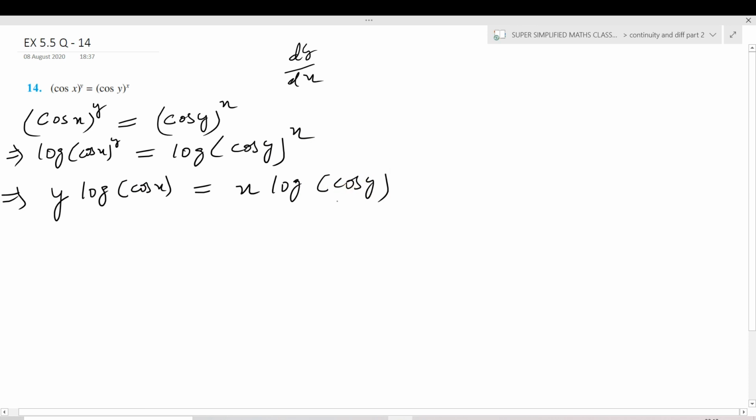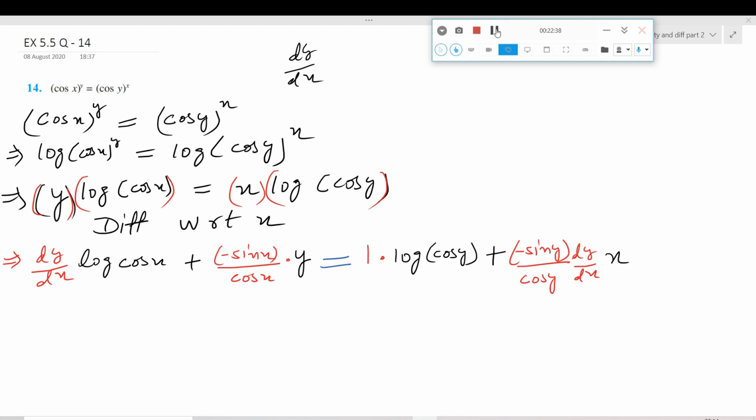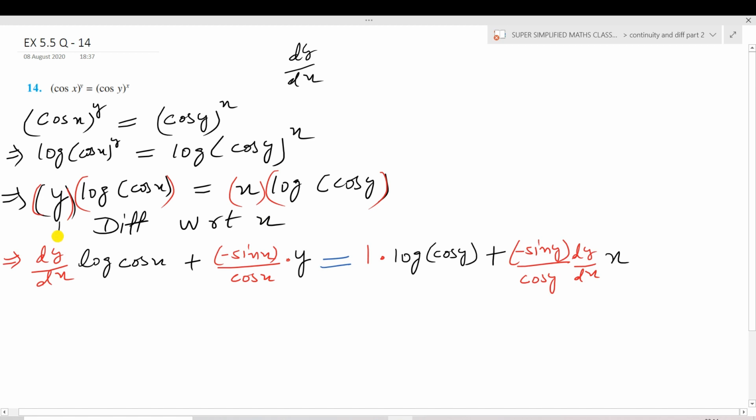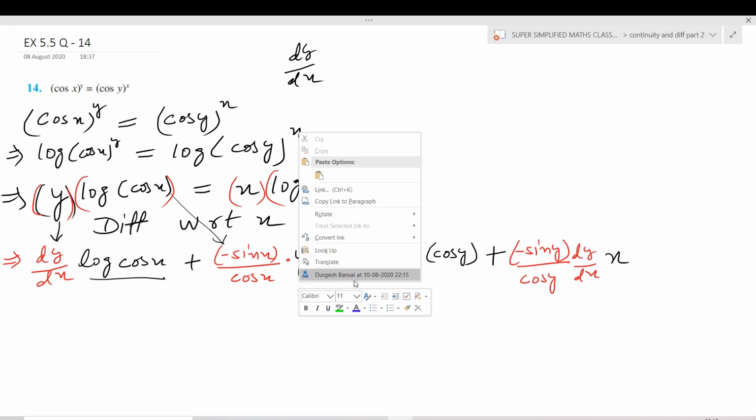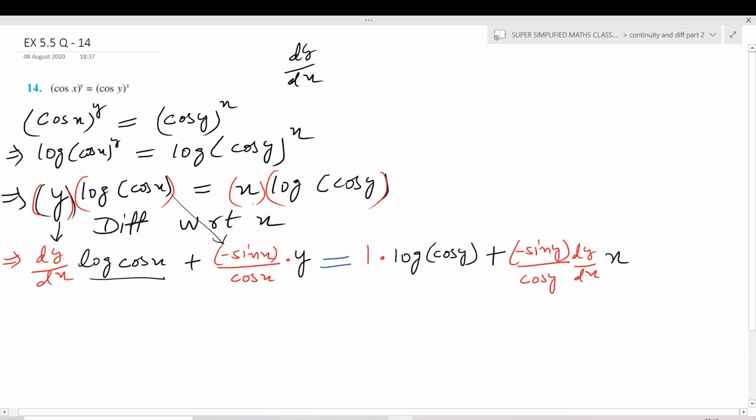Now, after this, differentiating both sides with respect to x, and we are going to apply the product rule. So now you can see here one function is y. Now we have differentiated both sides with respect to x. I can show you the product rule. Derivative of y is dy/dx into log cos x plus derivative of log cos x into y. And similarly on the right hand side, derivative of x is 1 into log cos y plus derivative of log cos y, which is minus sin y upon cos y dy/dx, into x.